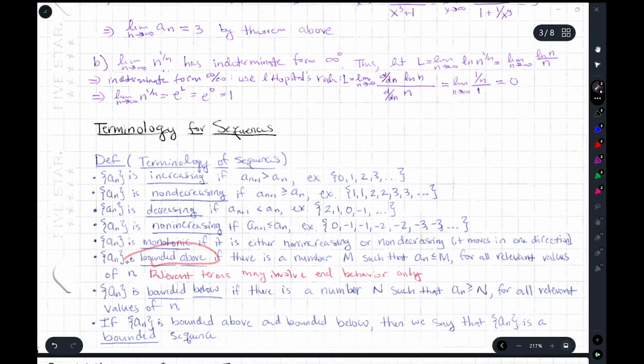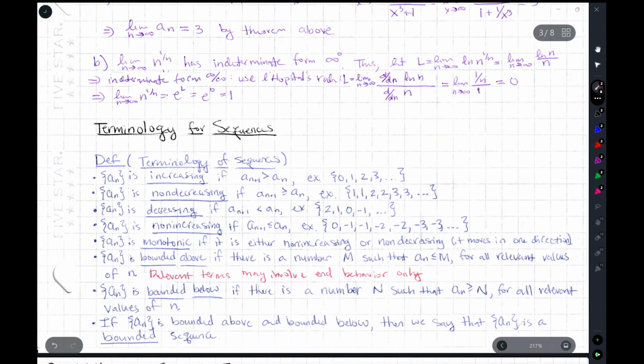A sequence is said to be bounded above if there is a number m such that a sub n is less than or equal to m for all relevant values of n. And a sub n is said to be bounded below if there is a number n such that a sub n is greater than or equal to this n for all relevant values of n. And if a sub n is bounded above and bounded below, then we say that a sub n is a bounded sequence. And some of you may have been wondering, what are the relevant terms here?